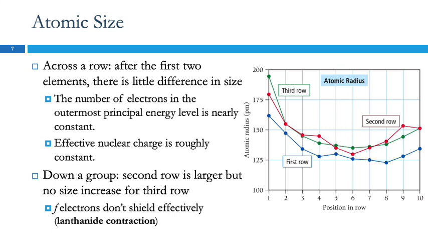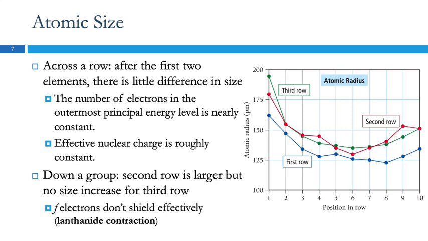Going down a group, what we find is that the second row here in the red is always larger than the first row, so that's good. That's what we expect. But then there's no increase for the third row. So the third row and the second row are really pretty much on top of each other, and here the one in the second row is actually bigger than the one in the third row.